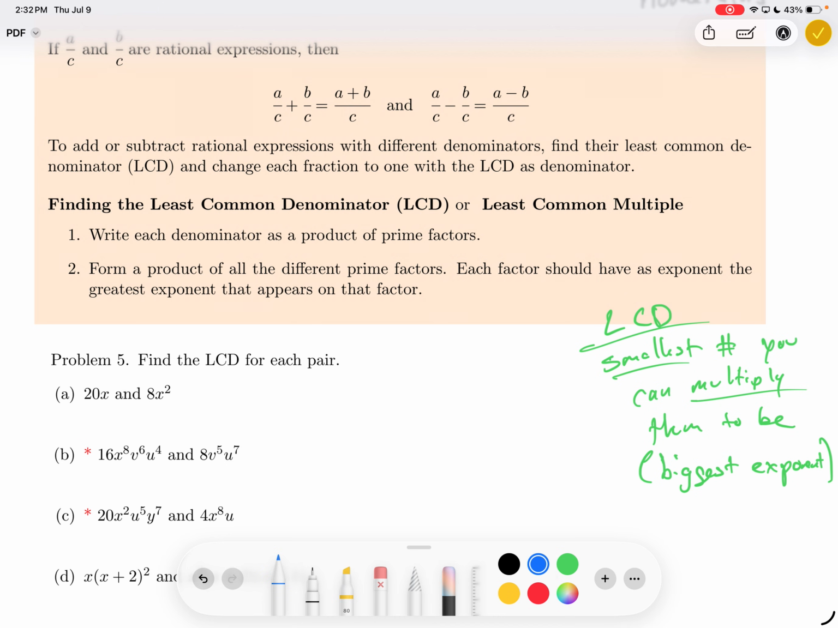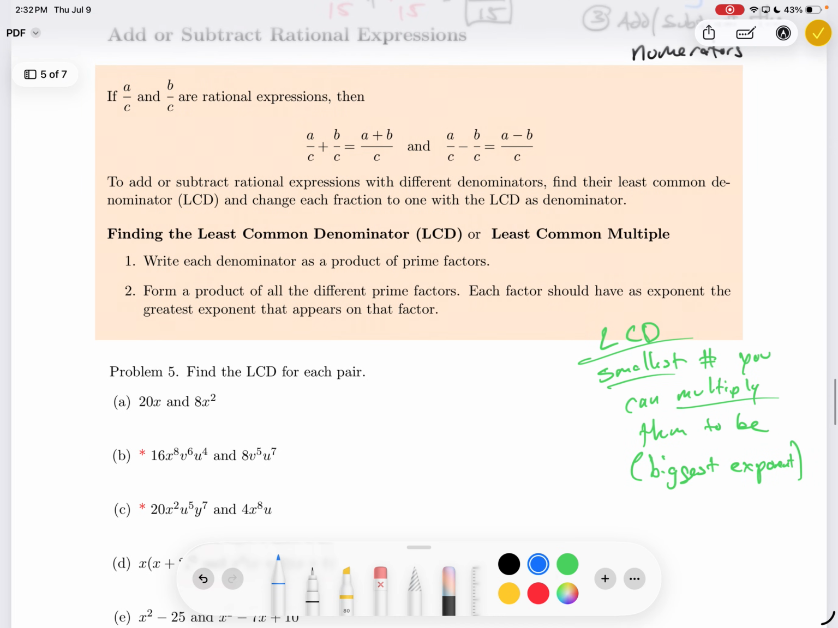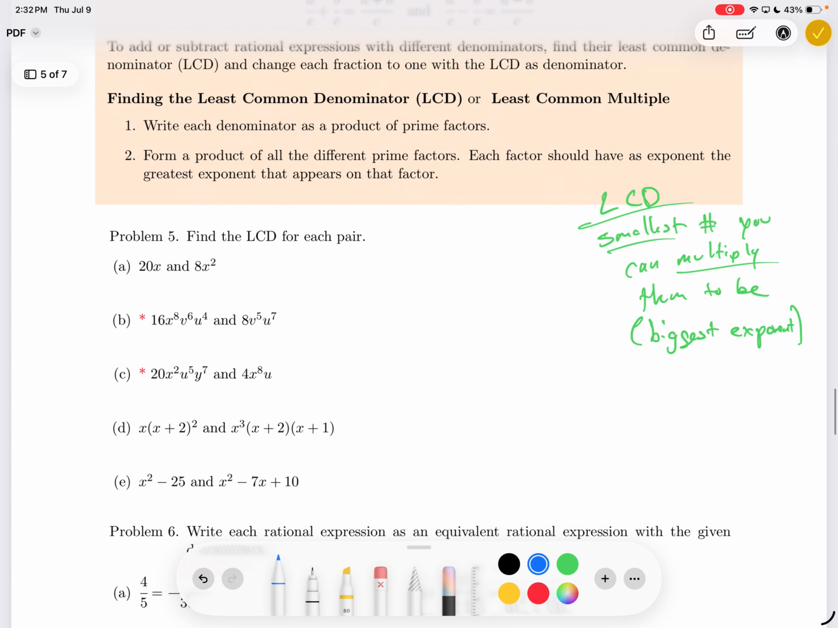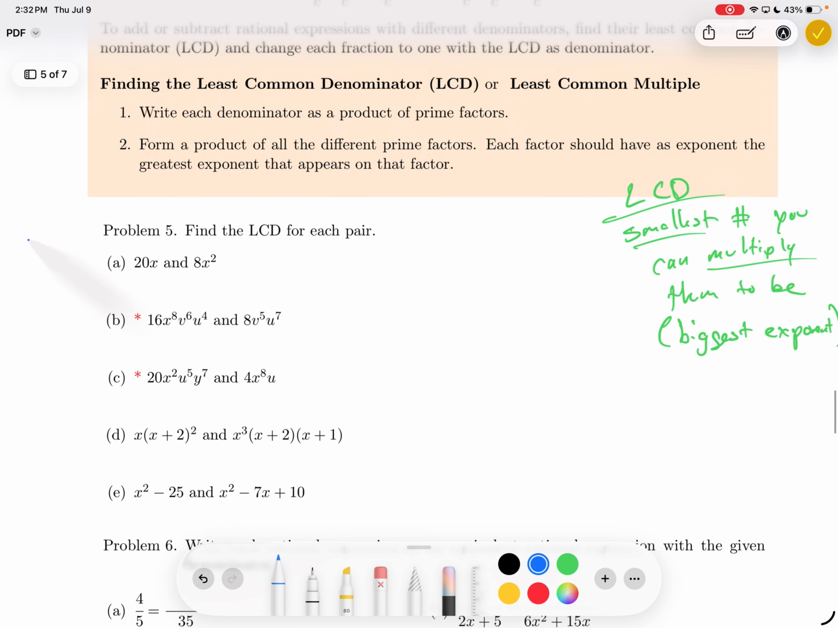I'll show you a trick to find the LCD. On this one, the LCD of the numbers, if you get stuck, like 20 and 8, not the easiest, you take the biggest number times 1. Does 8 go into that? No. Biggest number times 2. Does 8 go into that? Yes. So my number is going to be 40. You just take the biggest number times 1, times 2, times 3, and see if the smaller number goes into that. And then for the exponent, you just take the biggest one. So my LCD of that one would be 40x squared.